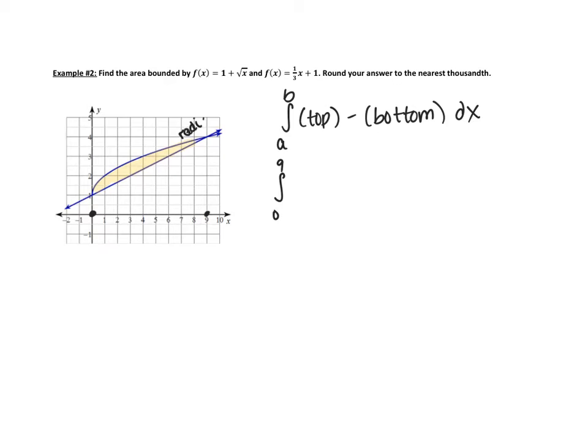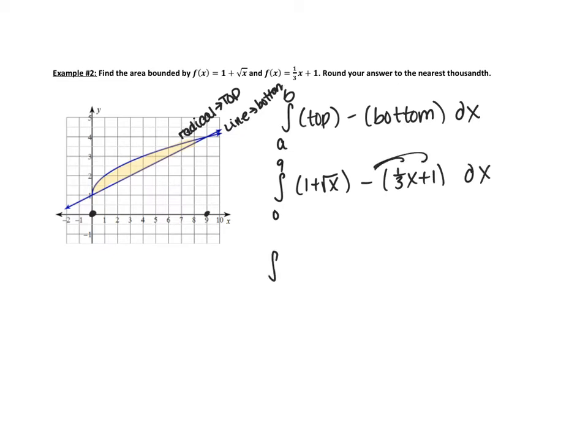So my radical is my top, and it's obvious that my line is straight, right? That's my bottom. So the radical would go on the top, so 1 plus rad x, and the bottom would be 1/3 x plus 1 dx. We're going to have to distribute this.